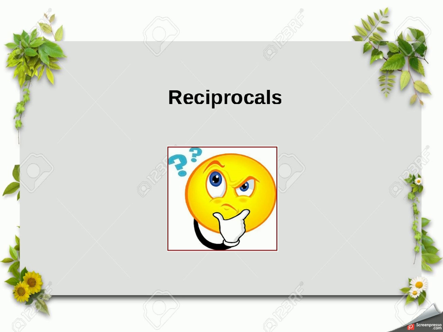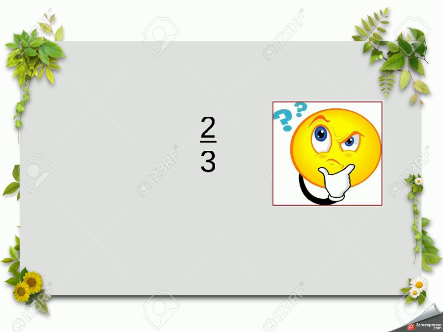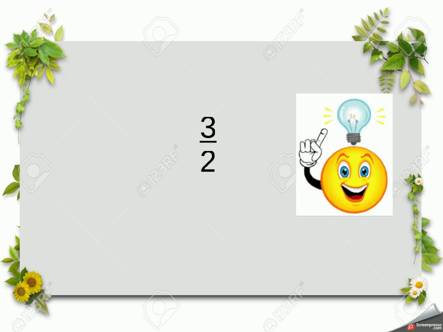Okay, in this video we're looking at reciprocals. So what is a reciprocal? Well, they're fairly straightforward. Basically it means you're flipping a fraction. So the numerator becomes the denominator and the denominator becomes the numerator, the bottom becomes the top and the top becomes the bottom. So for example, if I had 2/3, the reciprocal of 2/3 would be 3/2. Simple enough.